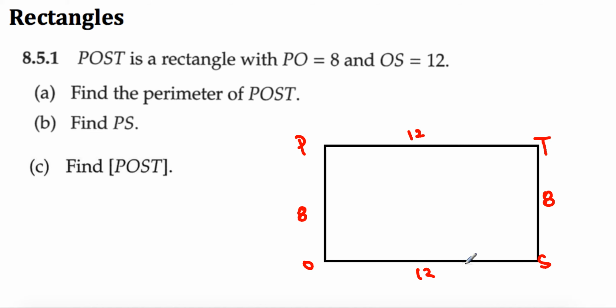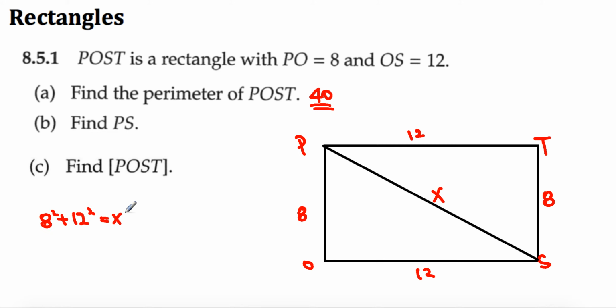Then we realize that this is 20, that's equal to 20, so we get 40 is our perimeter. Find PS. How do you find the PS? That's in fact the hypotenuse of a right triangle. So if I were to call that x, then we get to realize 8 squared plus 12 squared is equal to x squared. So we get 64 plus 144 is equal to x squared. So then we get to realize that 208 is equal to x squared.